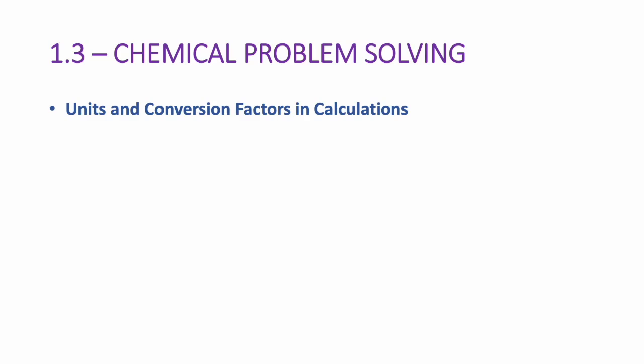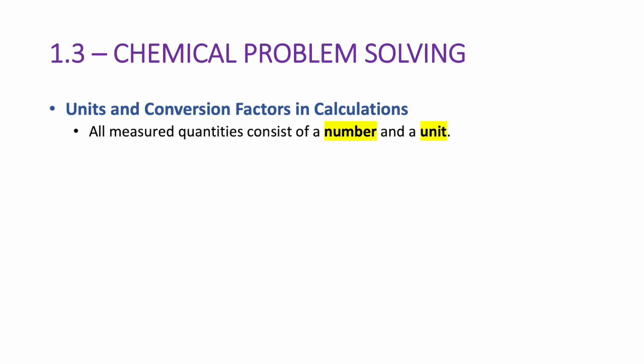We're going to jump to section 3, wherein we are going to start calculating. And the first calculation we will do would be unit conversion. All measured quantities consist of a number and a unit. Don't ever forget that. So do not give an answer that just has a number unless that's what it's asking for. Because we are going to be working with measurements, there will always be a unit.